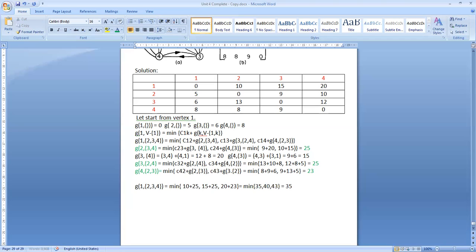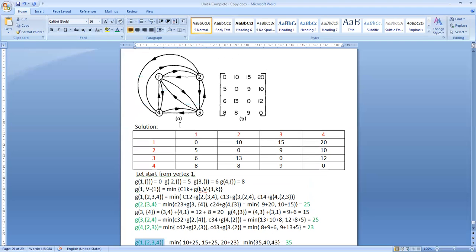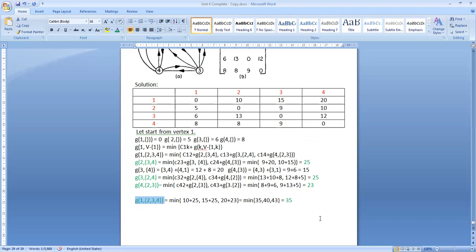So the minimum cost tour is 35. So this is the final answer. This is how we find the minimum cost tour. So when you start from vertex 1 and visit all these vertices and come back to the vertex 1, the minimum cost involved will be 35.